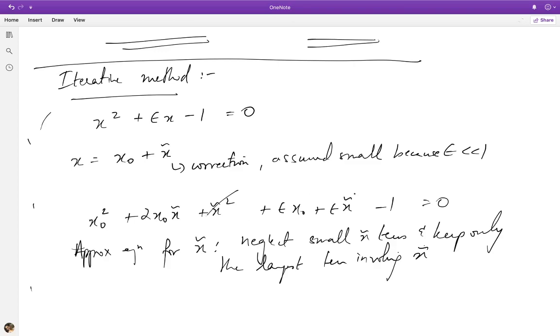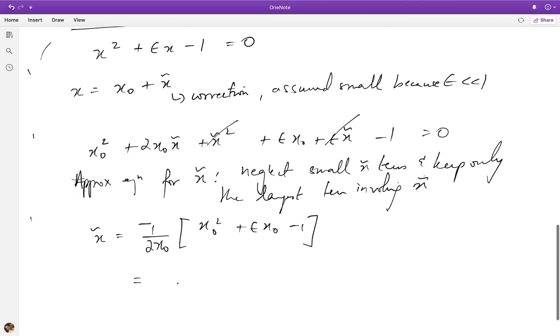Similarly, I will drop this term because it's x tilde multiplying the small parameter epsilon, whereas this is x tilde multiplying the order 1 quantity. So I drop these two, in which case you see I get the equation for x tilde to be equal to 1 by 2 times x0, with the minus sign, of x0 squared plus epsilon x0 minus 1. But now this is simply the left hand side of my original equation, and I can write this as minus the residue about the value of x0 by 2x0.